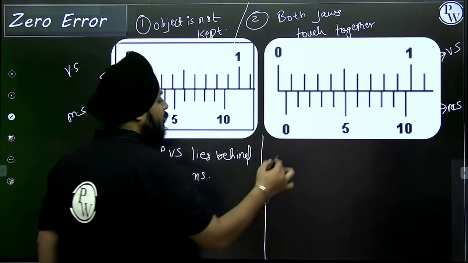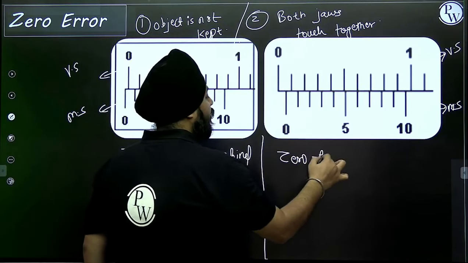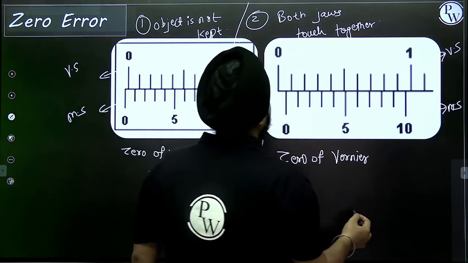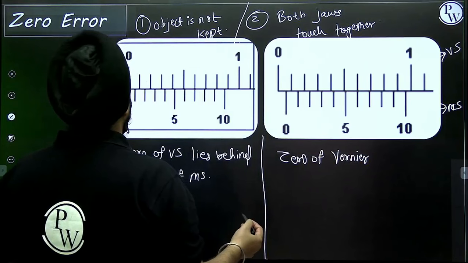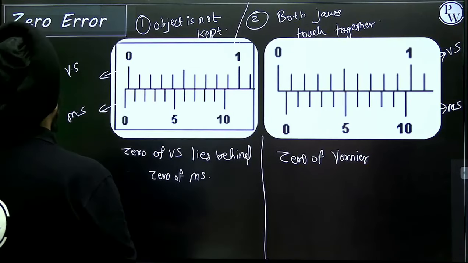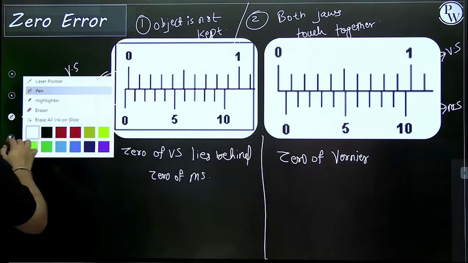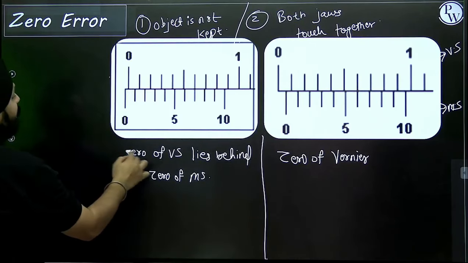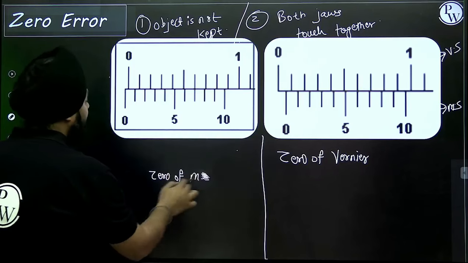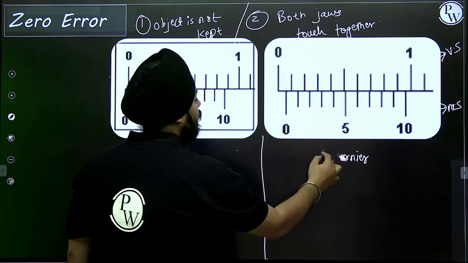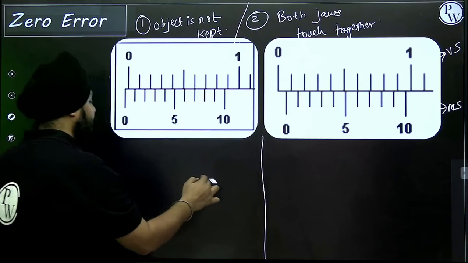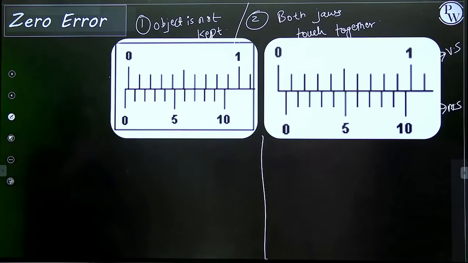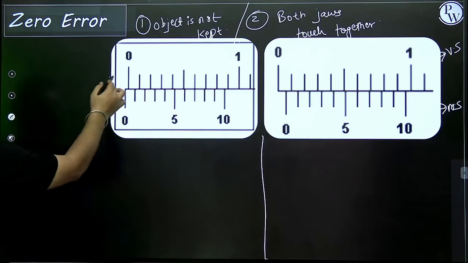Just hold on. The divisions are less, just hold on, I'm giving you the figure. Okay, we are repeating it again. See which one is the main scale. Okay, this is the main scale.